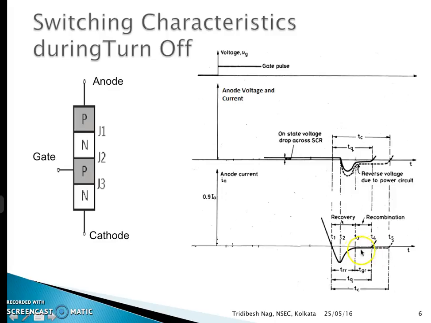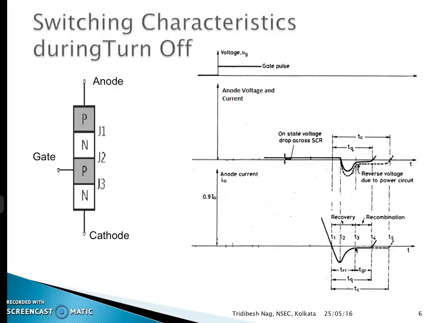At instant T3, when the reverse recovery current has fallen to nearly zero and junctions J1 and J3 recover, the SCR is able to block the reverse voltage. For a thyristor, the reverse recovery phenomenon between T1 and T3 is similar to that of a rectifier diode. At the end of the reverse recovery period, from T1 to T3, the middle junction J2 still has trapped charges. Therefore, the thyristor cannot block the forward voltage at T3.